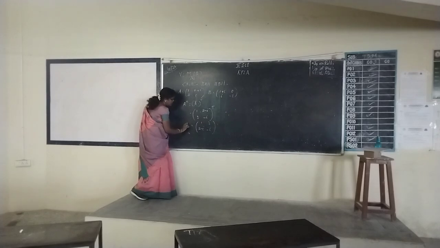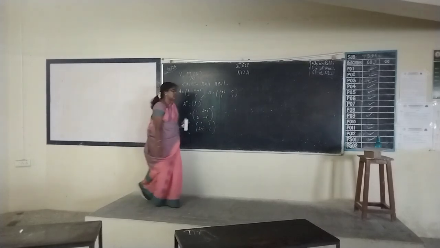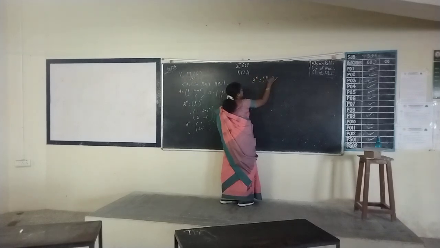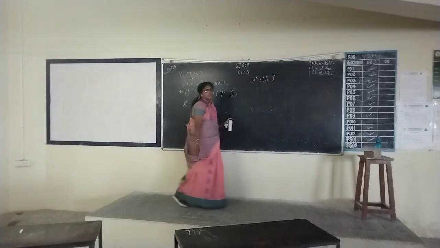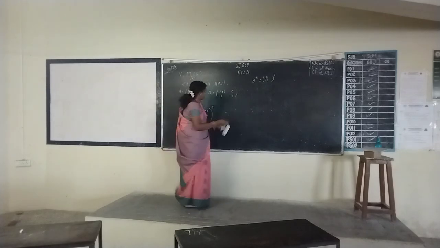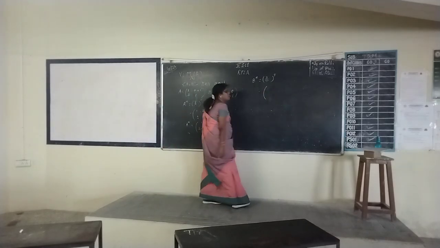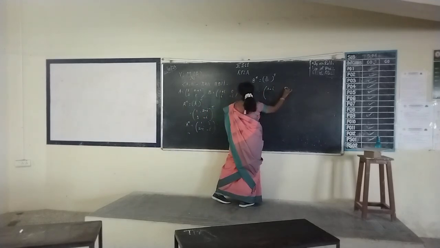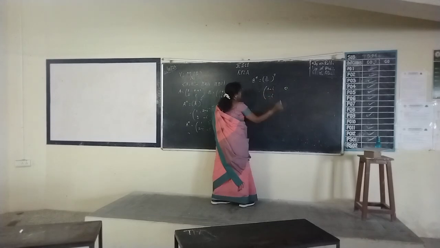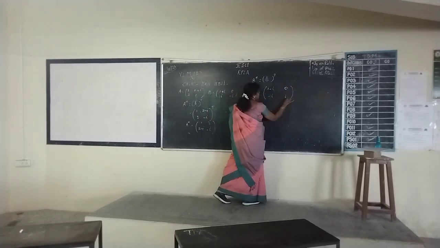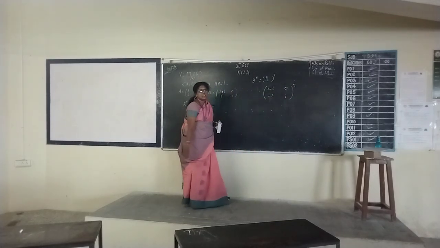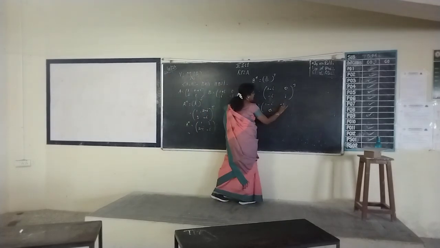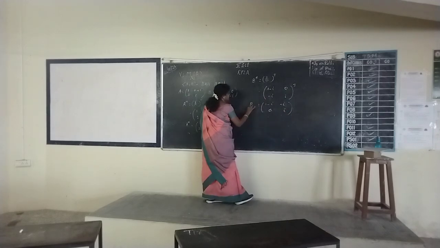What is the next one you need? B star. Find B star. B star will be equal to B bar the whole transpose. Find B bar. What is conjugate of 1 plus i? 1 minus i. Conjugate of 0? Conjugate of 5? Conjugate of minus i? Plus, the whole transpose. Interchange rows and columns. 1 minus i, 0, minus i, 5. This is our B star.